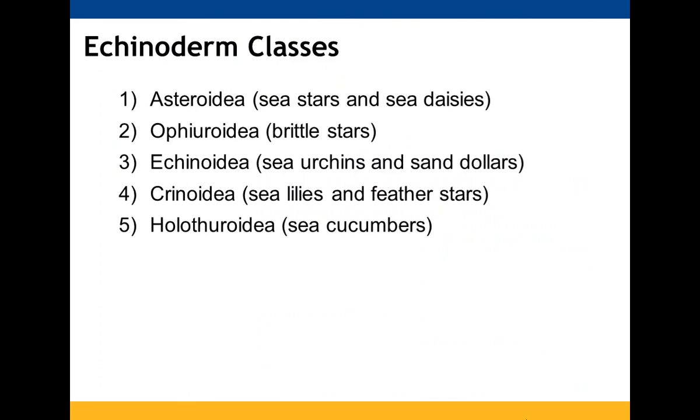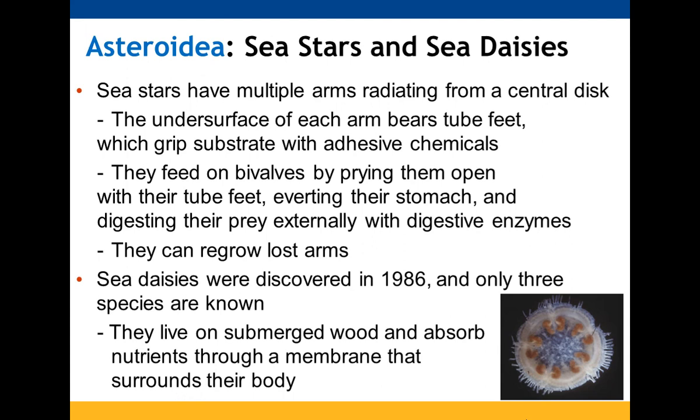Five classes of echinoderms: Asteroidea, Ophiuroidea, Echinoidea, Crinoidea, and Holothuroidea. Asteroidea: sea stars and sea daisies. They have multiple arms from a central disc. The arms have tube feet, which allow them to grip the substrate with good old chemistry. They feed on bivalves by prying them open with their tube feet, everting their stomachs, and digesting their prey externally. They can regrow lost arms. Sea daisies were just recently discovered. They live on submerged wood and absorb nutrients through a membrane that surrounds their body.